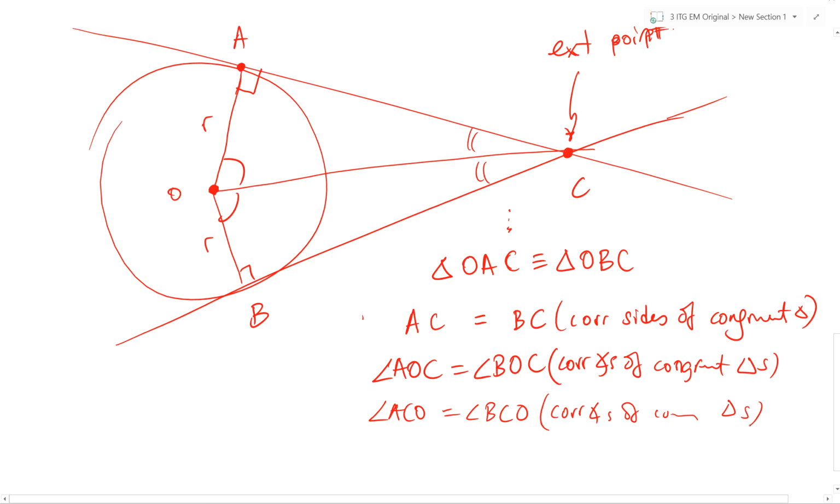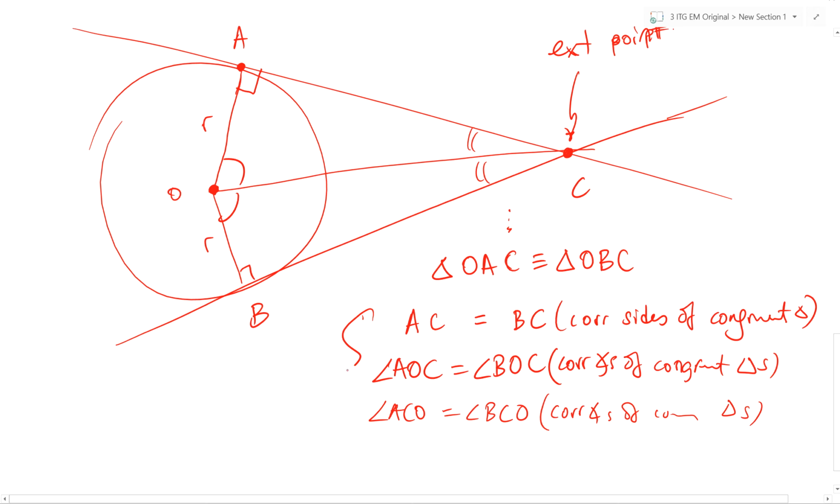Therefore, anytime you see this diagram, the question did not tell you that AC equals BC, right? They didn't tell you that, but now you know they are equal. Similarly, AOC and BOC. The question did not say, but now you know they are equal. And finally, ACO and BCO are the same. You know these three because they are proven to be congruent triangles by the RHS congruency test. Anytime you want to use these results, you call out one reason already.